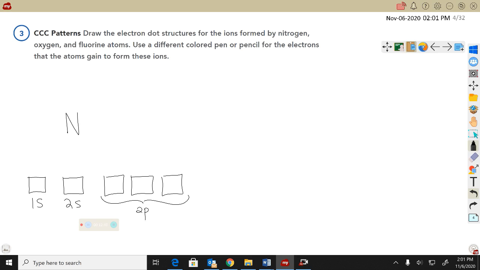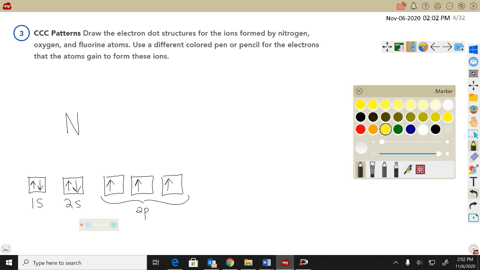Okay, so 5 valence electrons. I should say 7 total, 5 valence. Here's the 1, 2, and then here comes my 5 valence: 3, 4, 5, 6, 7. And so the valence electrons are these 5 electrons in the second energy level.